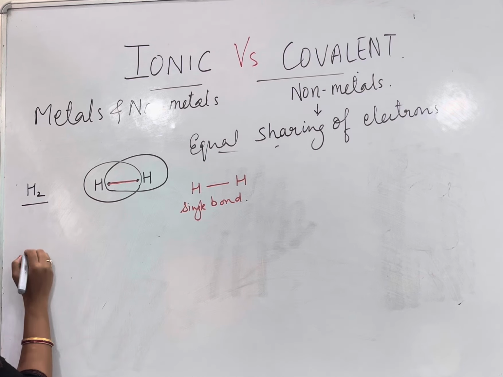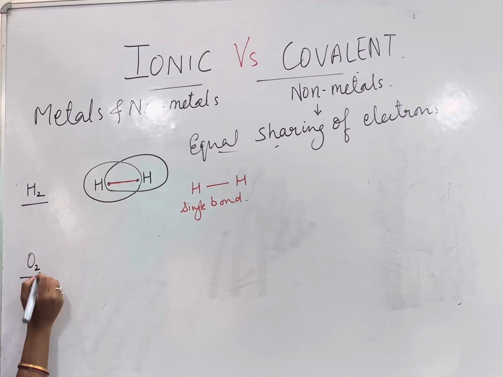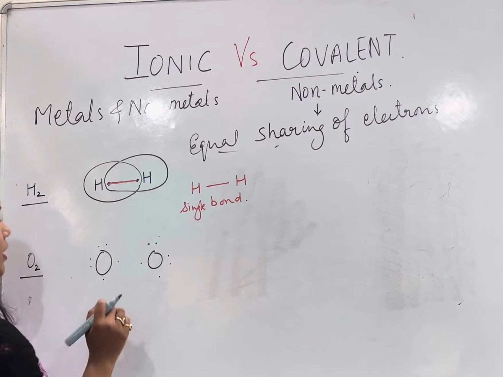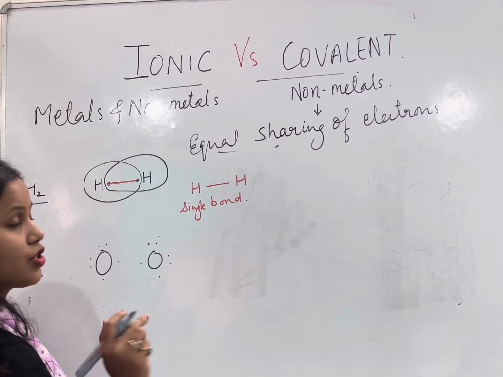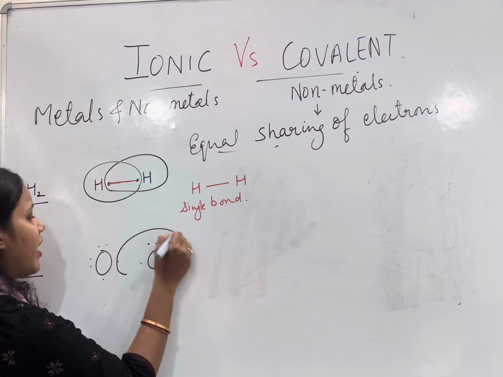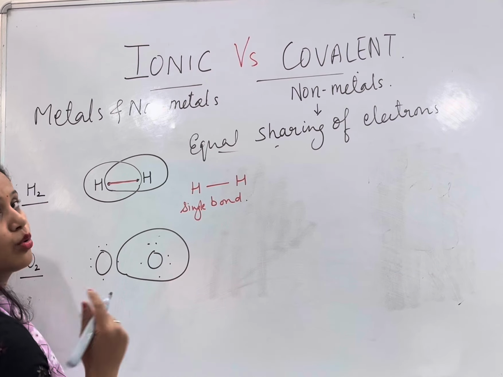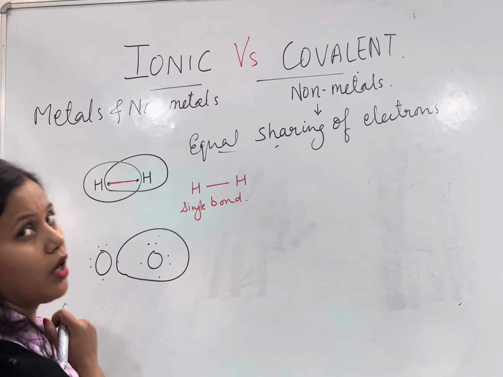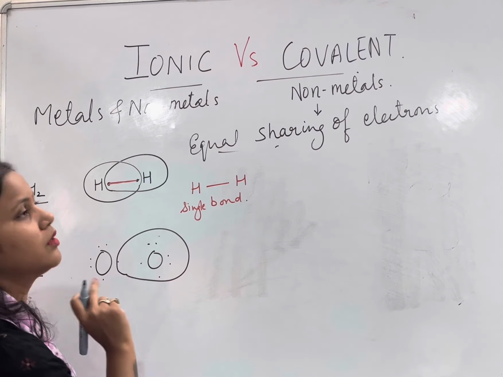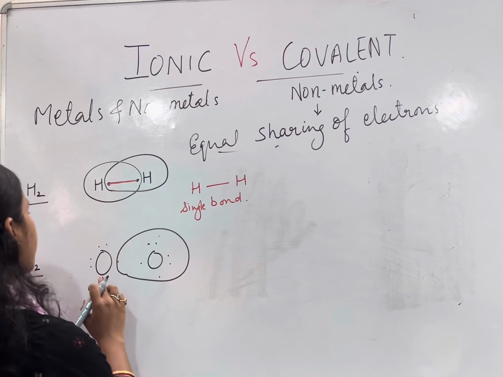Second example is of oxygen molecule, O2. We know that oxygen is having 6 electrons in the outermost shell. 1, 2, 3, 4, 5 and 6. 1, 2, 3, 4, 5 and 6. Now just see, if oxygen shares only 1 electron, तो क्या इसका octet complete होगा? नहीं होगा. 1, 2, 3, 4, 5, 6, 7 नहीं possible है. इसलिए क्या करेगा ऑक्सीजन?